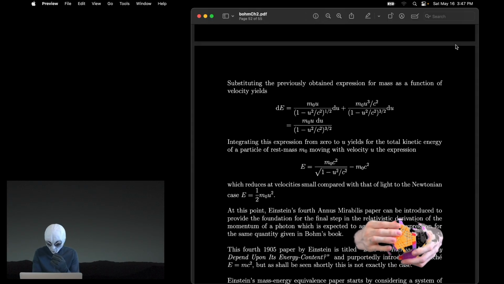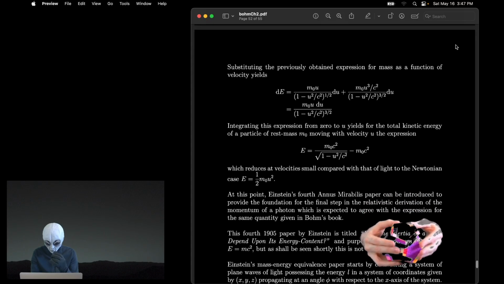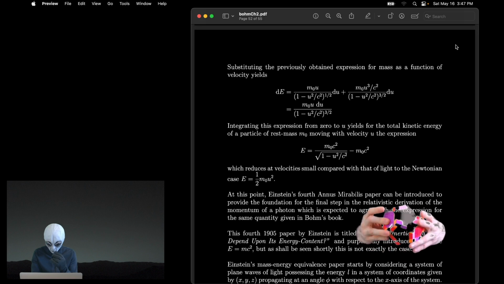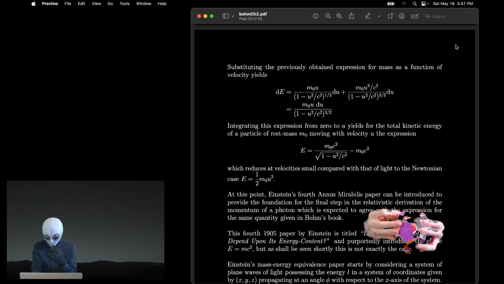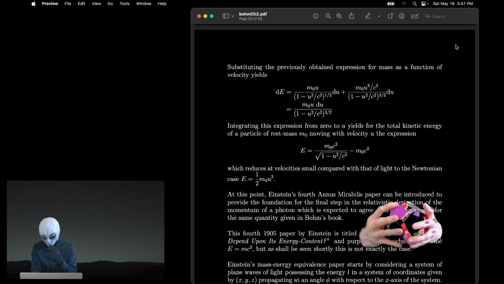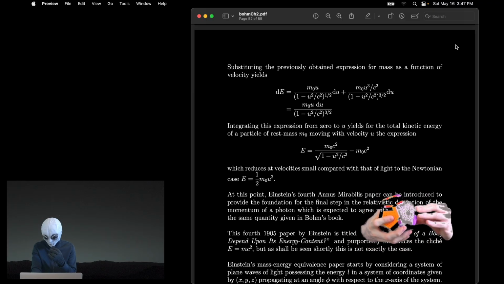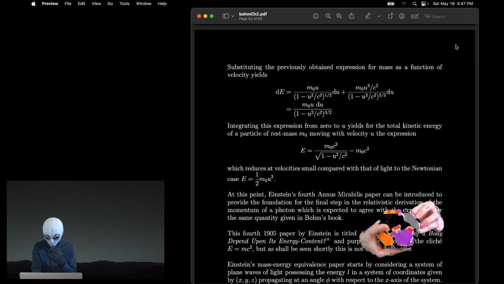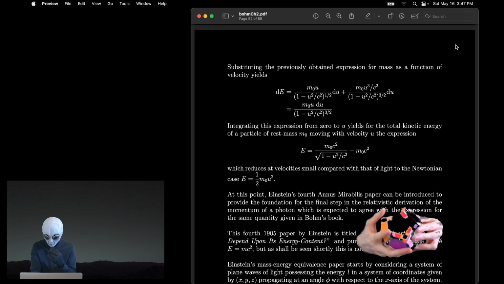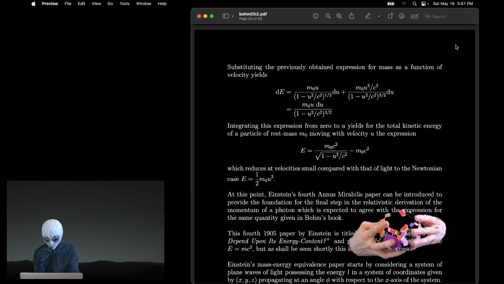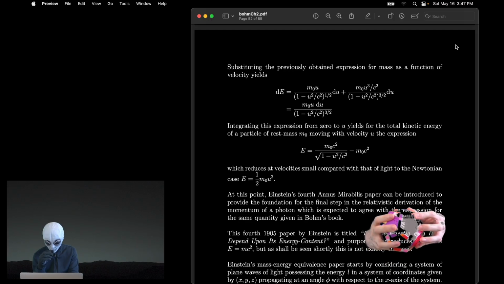Substituting the previously obtained expression for mass as a function of velocity yields dE equals a fraction with a numerator of m naught times u all over a denominator of the quantity 1 minus u squared over c squared closed quantity to the 1/2 power, and then outside the fraction times du, plus another fraction with the numerator of m naught times u cubed over c squared all over a denominator of the quantity 1 minus u squared over c squared closed quantity to the 3/2 power, then outside the fraction times du, which is equal to a fraction with the numerator of m naught times u du all over the denominator of the quantity 1 minus u squared over c squared closed quantity to the 3/2 power.